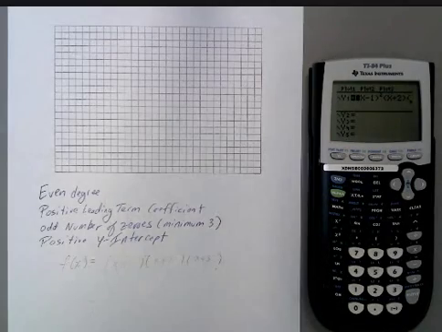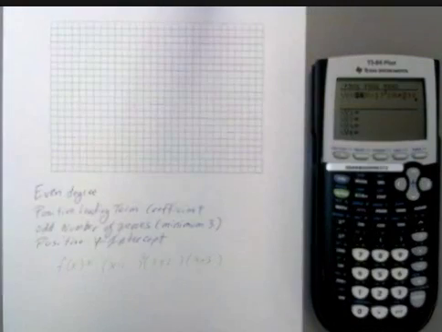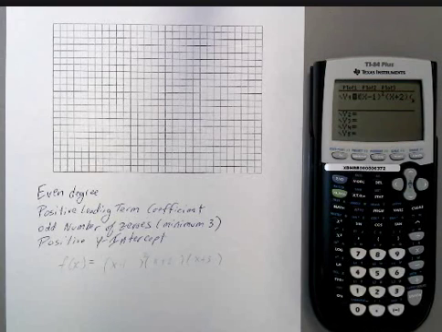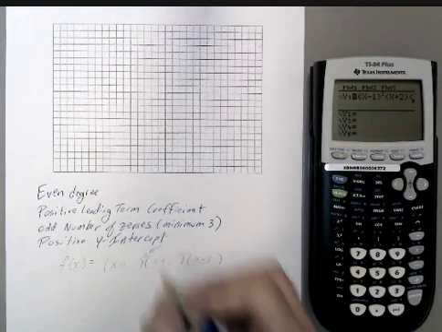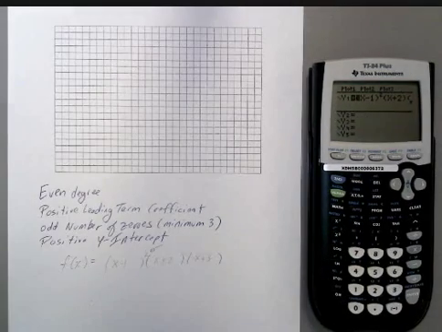First, I needed to create a polynomial with parameters given to me. Since my parameters contained an odd number of zeros, I had to square one of the factors, which I did right here. So my equation is f of x equals (x minus 1) squared times (x plus 2) times (x plus 3).